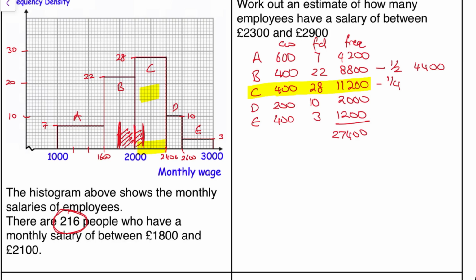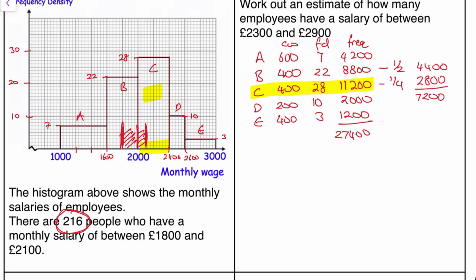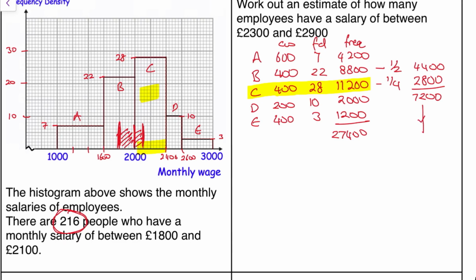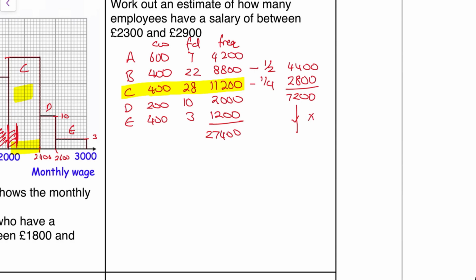I want to, at this stage, pause again and say, this is a difficult question. The numbers here are quite difficult. And a quarter of 11,200 is 2,800. So in other words, using my scale, I think there are 7,200 people, but the question tells me that there's 216. So my scale factor that I'm going to use is to multiply by 216 over 7,200. Not a nice number, but I'm just going to leave that like that so it's clear what's happening.